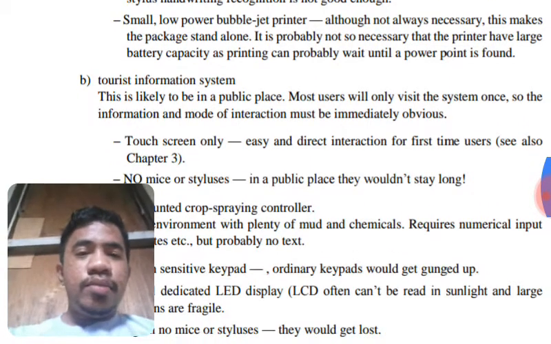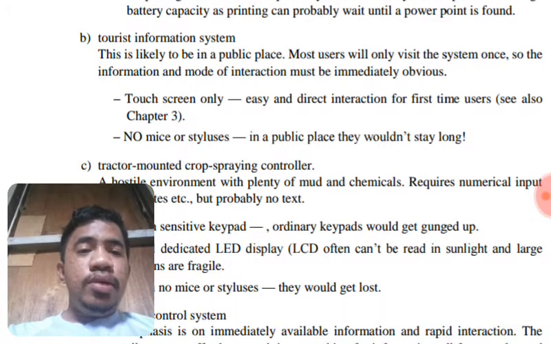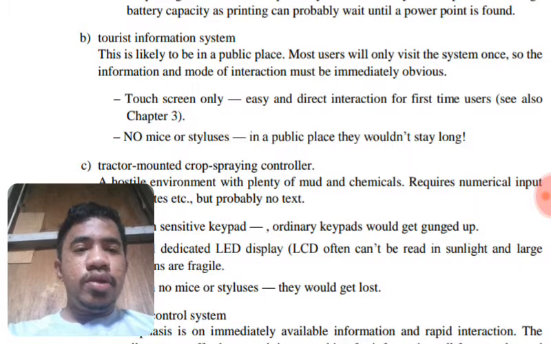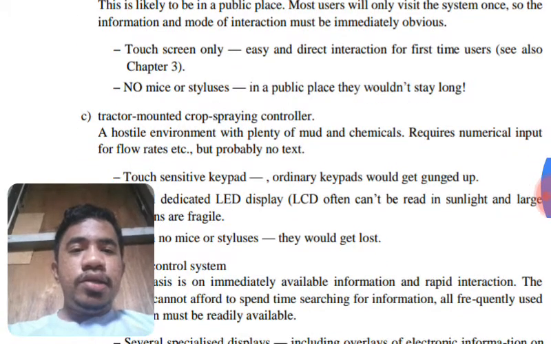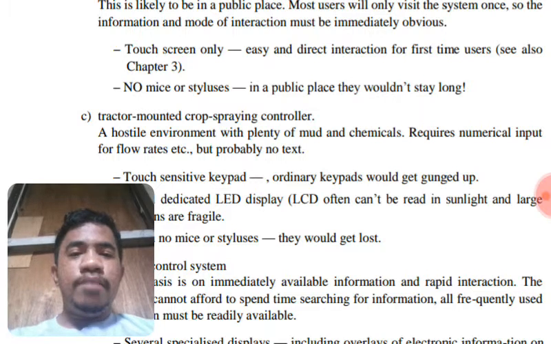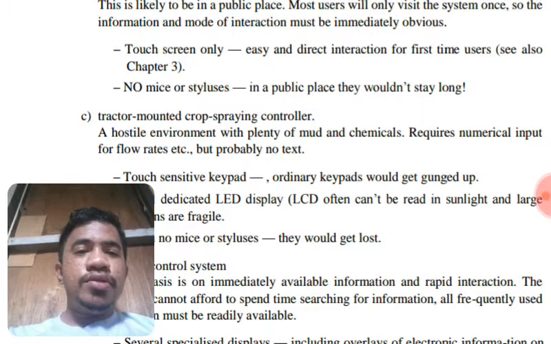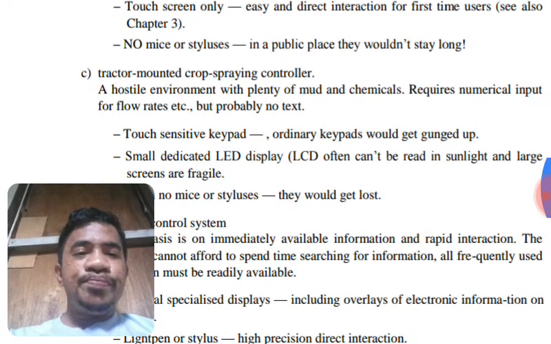B. Tourist information system. This is likely to be in a public place. Most users will only visit the system once, so the information and mode of interaction must be immediately obvious. Touchscreen only, for easy, direct interaction for the first-time user. See also chapter 3. No mice or stylus use. In a public place they would not stay.